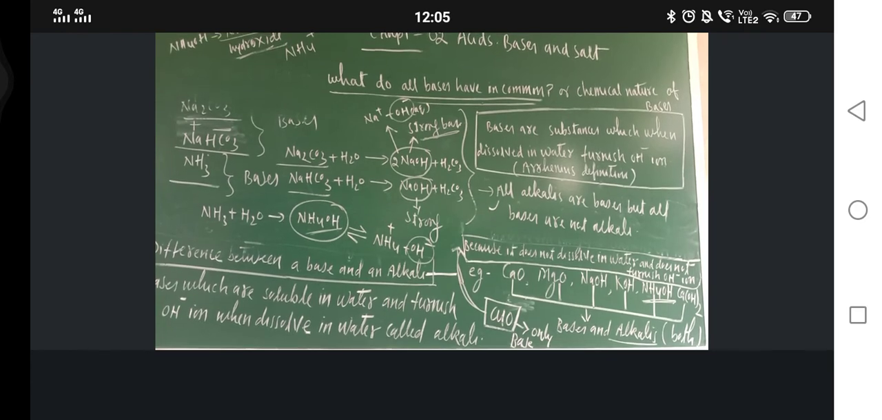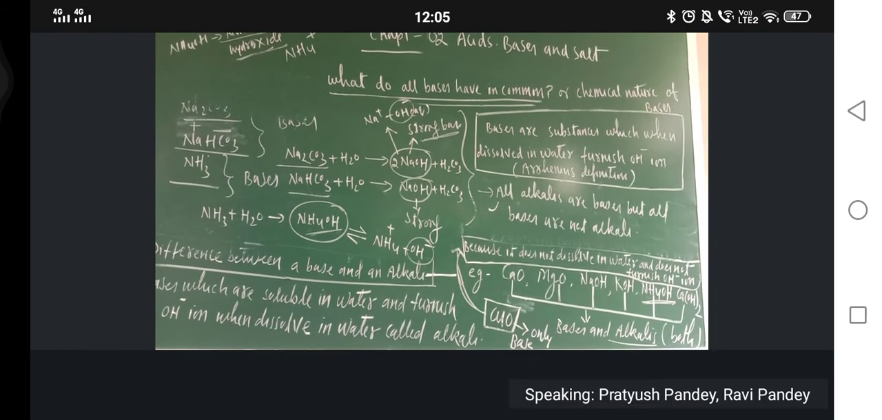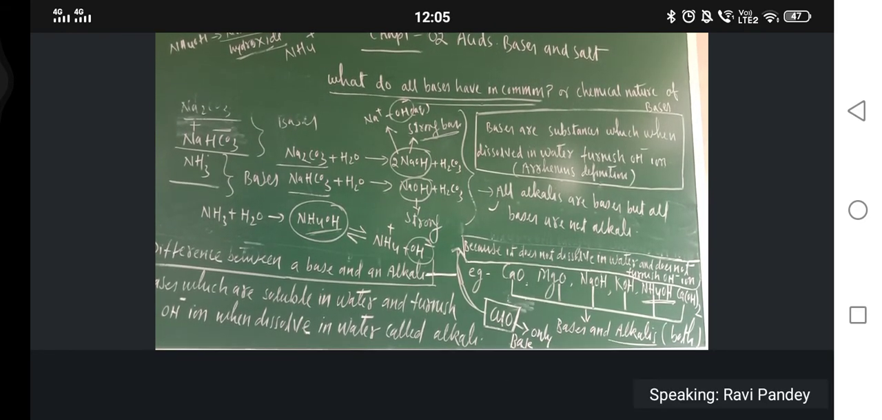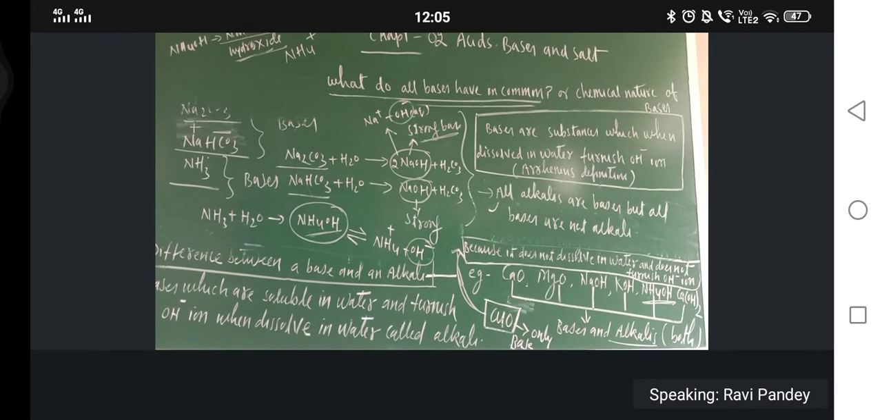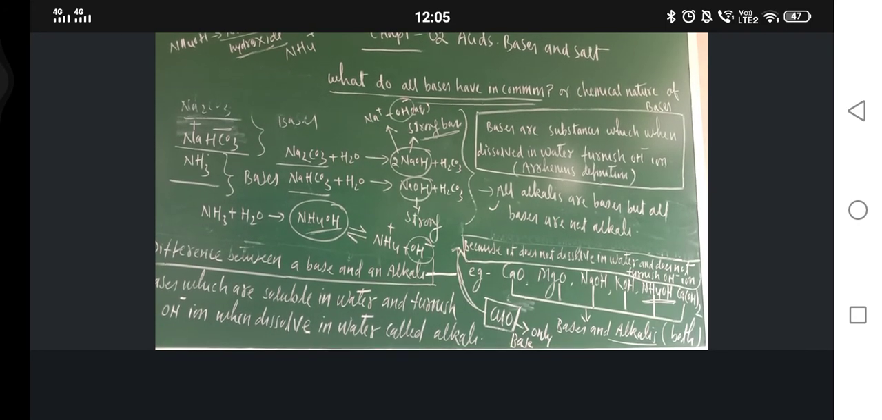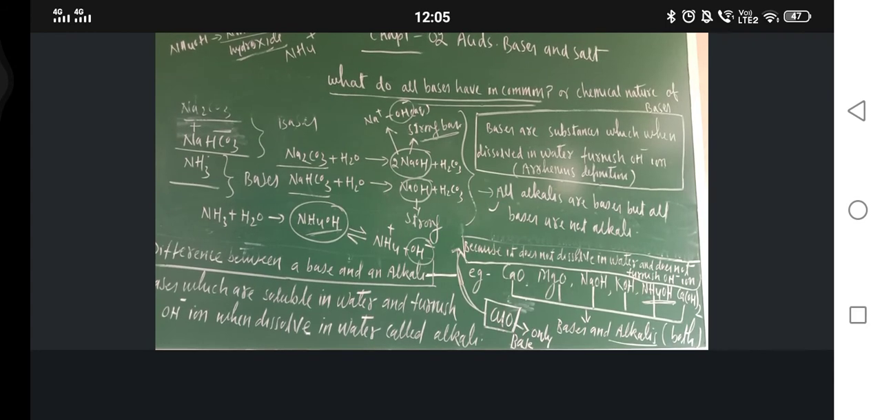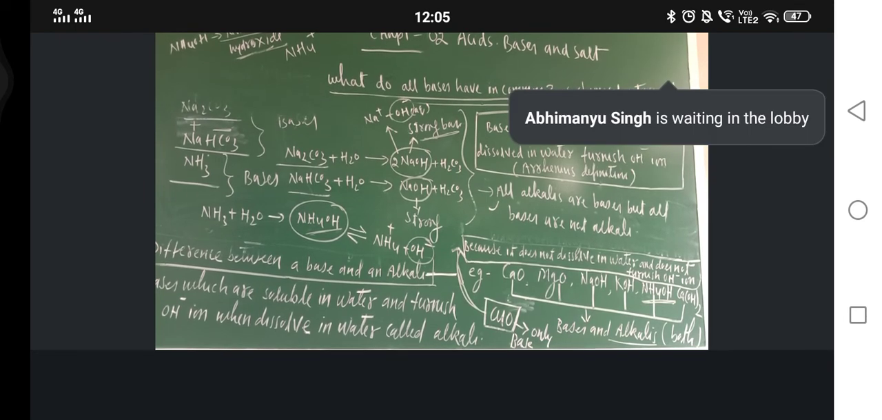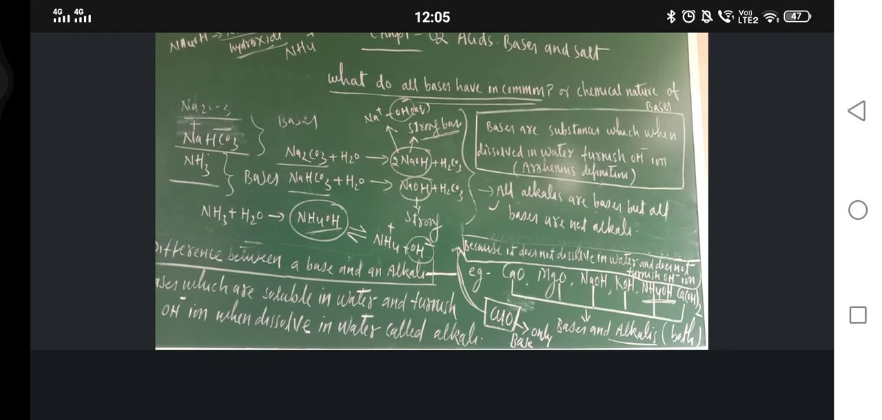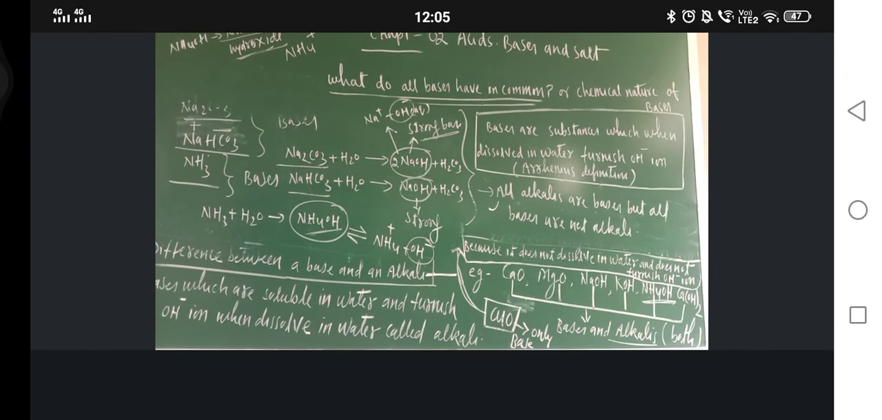So I told you, bases which are soluble in water and furnish OH negative ion, they are alkali. Just see, here it is written: calcium oxide, magnesium oxide, sodium hydroxide, potassium hydroxide, ammonium hydroxide, calcium hydroxide. They are soluble in water and they furnish OH negative ion. That is why they are alkali.